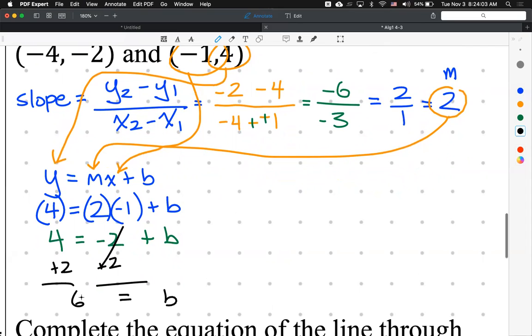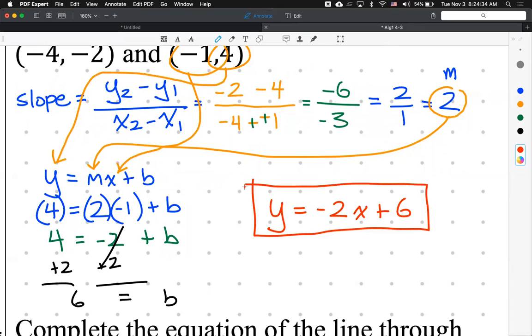So we have all the pieces to our equation. Can someone now tell me what is my equation? I have the m, I have the b. What is my full final answer? Ripley. Y is equal to, did you say negative or positive 2? -2, but okay. -2x plus 6, and then we box it. Final answer.